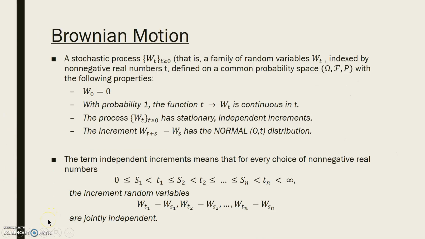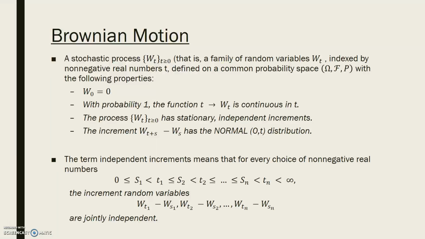Alright, so Brownian motion is basically a stochastic process, and by stochastic here we mean it's a randomly determined process. We're going to say for W subscript t, initializing that t is greater than or equal to 0, so it can be a non-negative real number. And then we're going to define it on a common probability space with the following properties. So W subscript 0 is equal to 0, and then with probability 1, the function t, which maps onto W_t, is continuous in t.